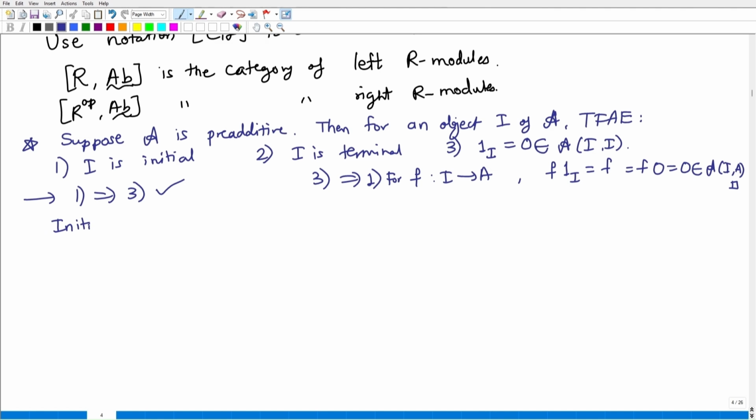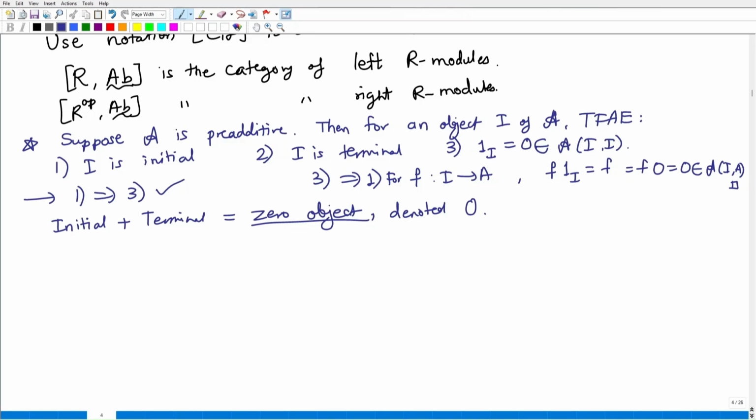initial plus terminal is called the 0 object. This is the definition. A category has 0 object if it is both initial and terminal. It is denoted by 0. This is an object, so 0 will be a notation for an object. We will not use I or T or 1. We will use 0. And it is also a morphism in every hom set.